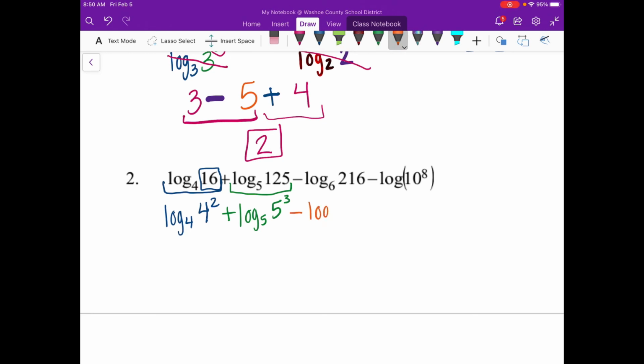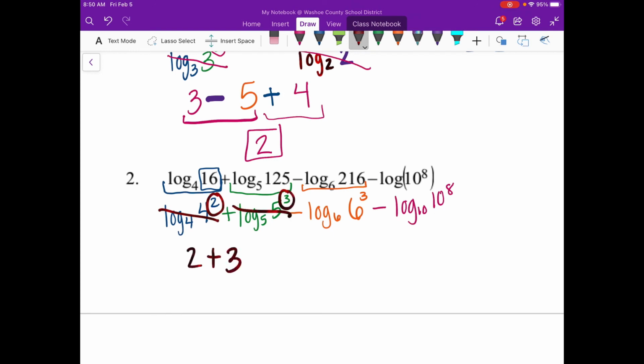Keep going. Minus log base 6. Can I write 216 as a base of 6? And that would be 6 to the 3rd. And then minus log, this is technically base 10 already, 10 to the 8th. Remember, when it's invisible, it's the 10. So I'm going to go through, and this is the fun part. We're going to cancel. That leaves me with the 2. Plus cancel. That leaves me with the 3. Minus cancel. That leaves me with the 3. Minus cancel. That leaves me with an 8.